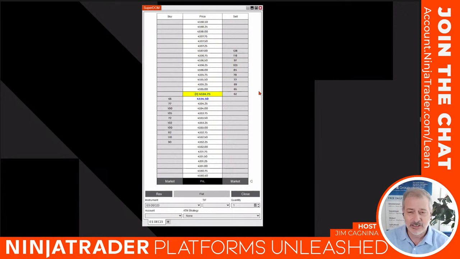So the bid-ask spread, or the bid-offer spread, is the difference between the highest number here on the buy side and the lowest number on the sell side. In other words, the highest number on the buy side is the highest price somebody's willing to pay. The lowest is the lowest price somebody's willing to sell.